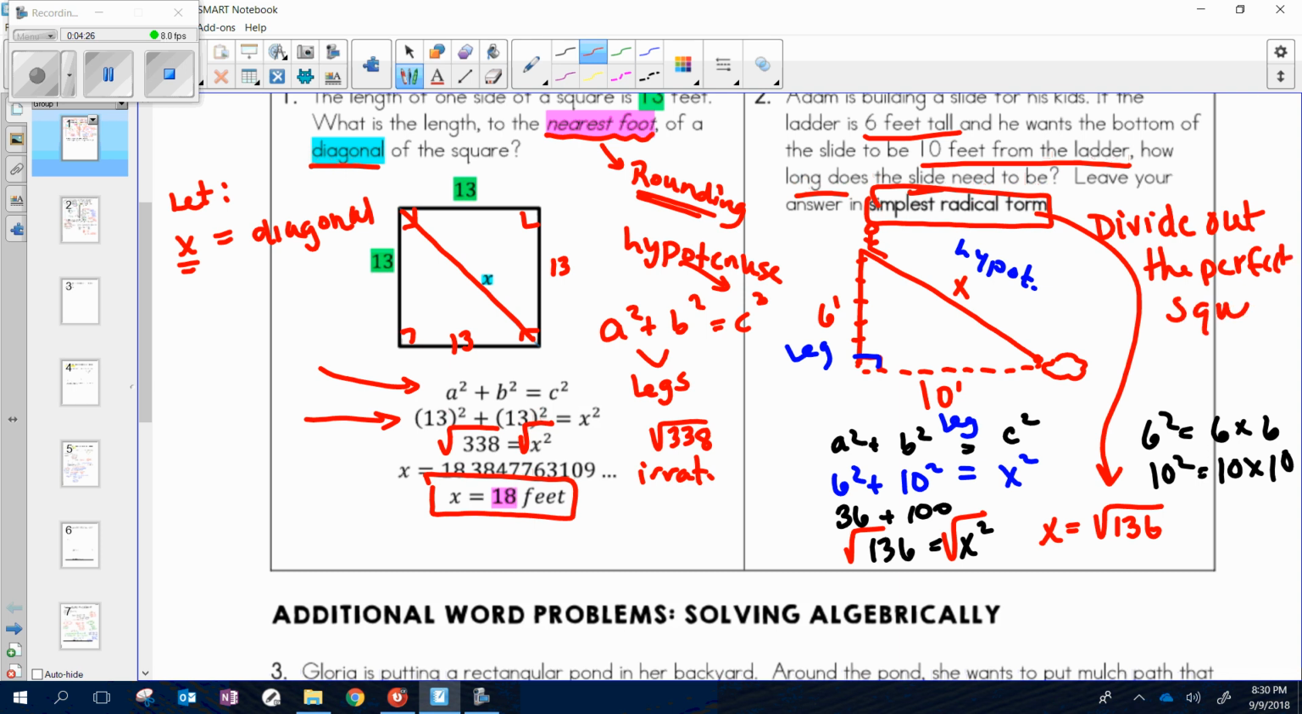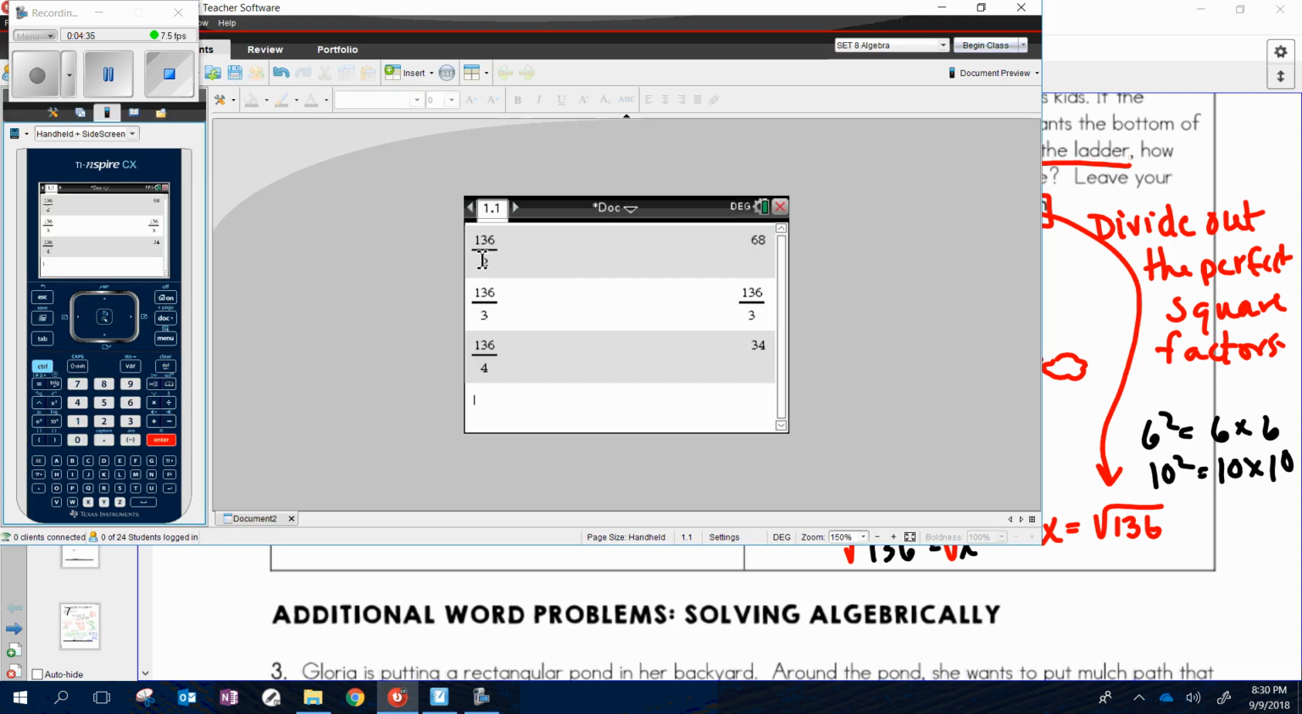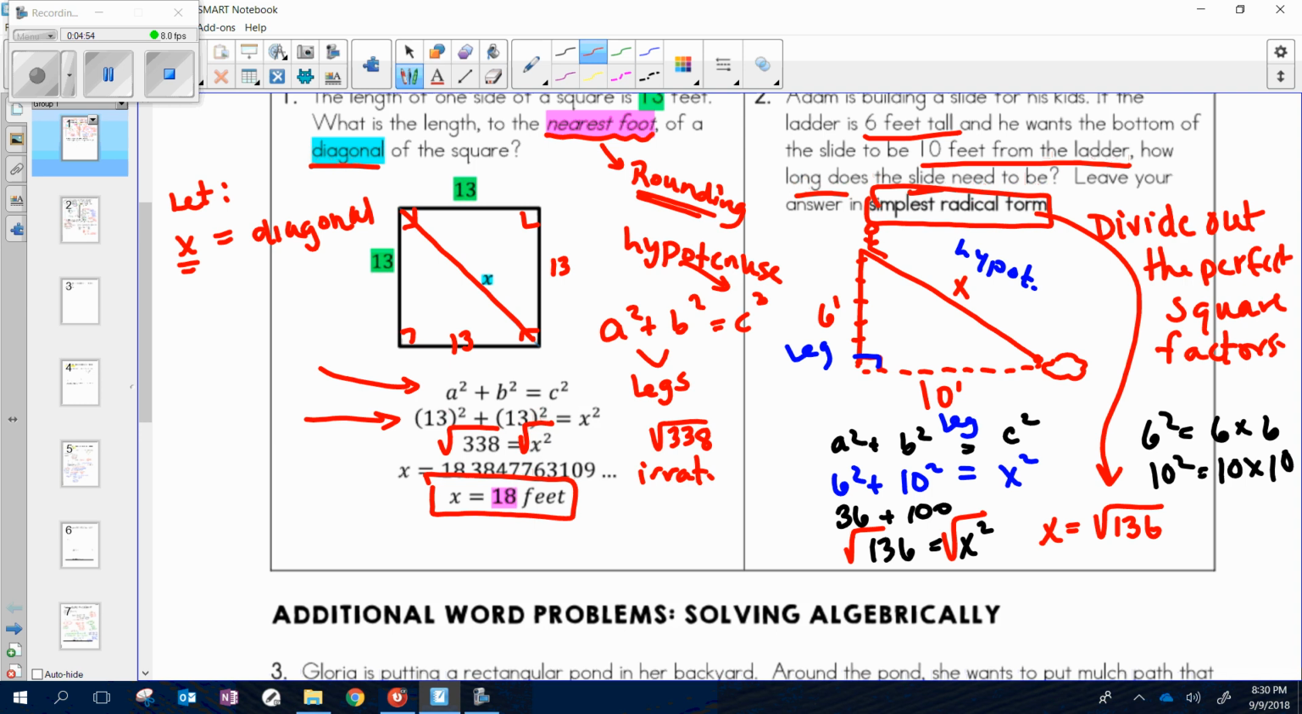Perfect square factors. You can't have any more perfect square factors. So I'm going to look at my calculator with the number 136 divided by 2. I didn't get a perfect square. I got 68. 136 divided by 3, I didn't get something that divides evenly. It just left it as a fraction. When I divided by 4, I got 34. So 4 is the perfect square factor, and 34 is what's left.